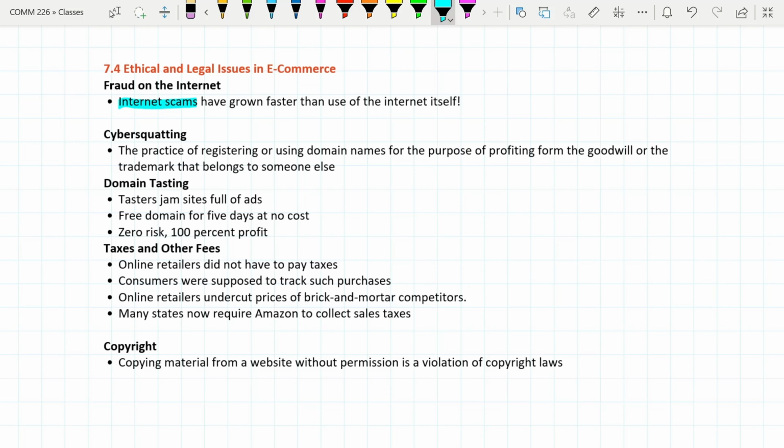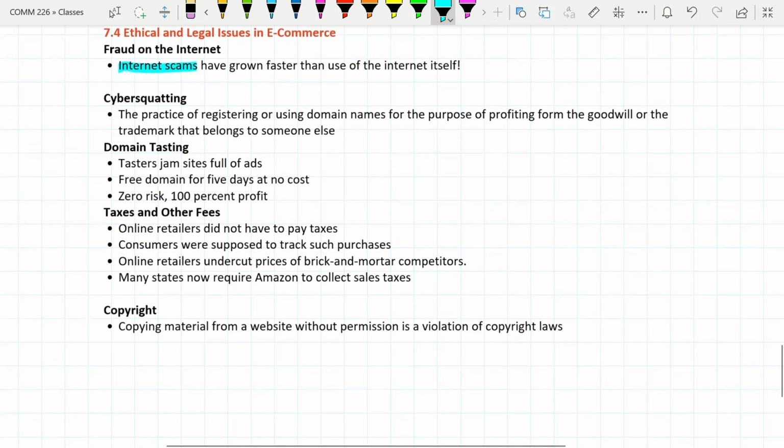So a good example of this is, let's say Verizon would be spelled with a Z. Well, someone can create Verizon spelled with an S, where people would mistakenly think that's the actual Verizon website, and then they would end up purchasing items from that website, and then it would be a scam. So domain testing, testers jam sites full of ads. It's a free domain for 5 days at no cost and has zero risk but 100% profit.